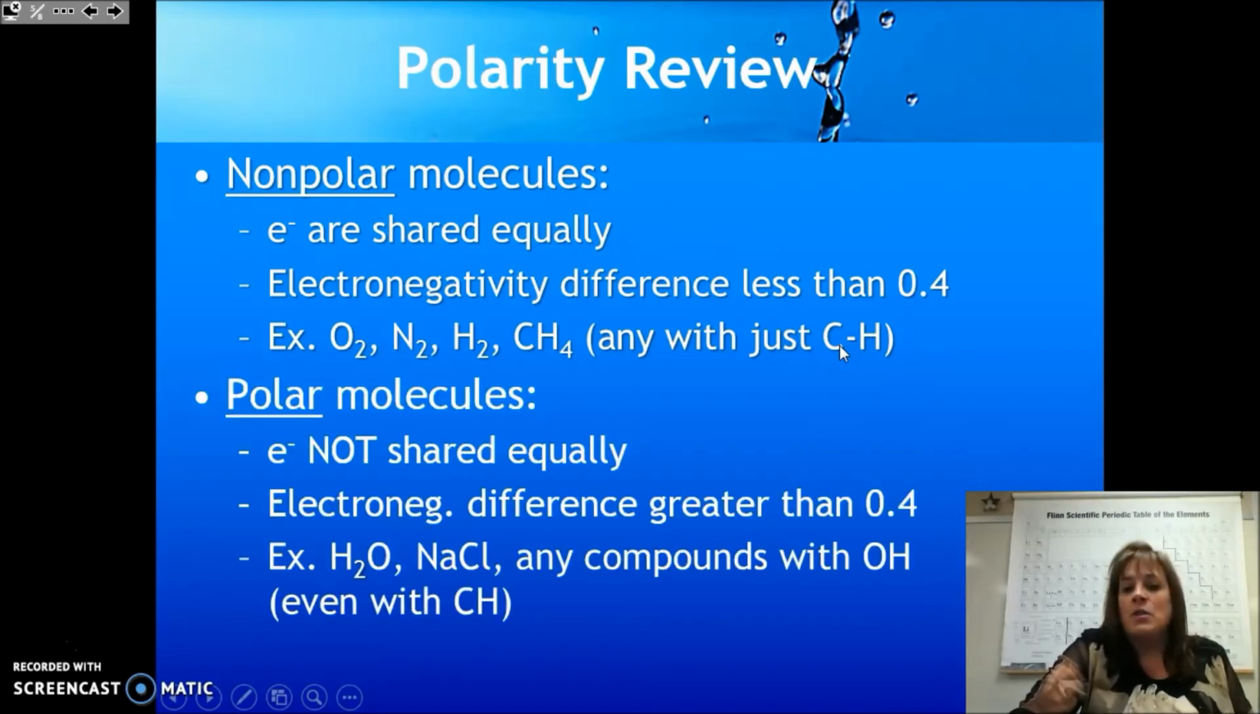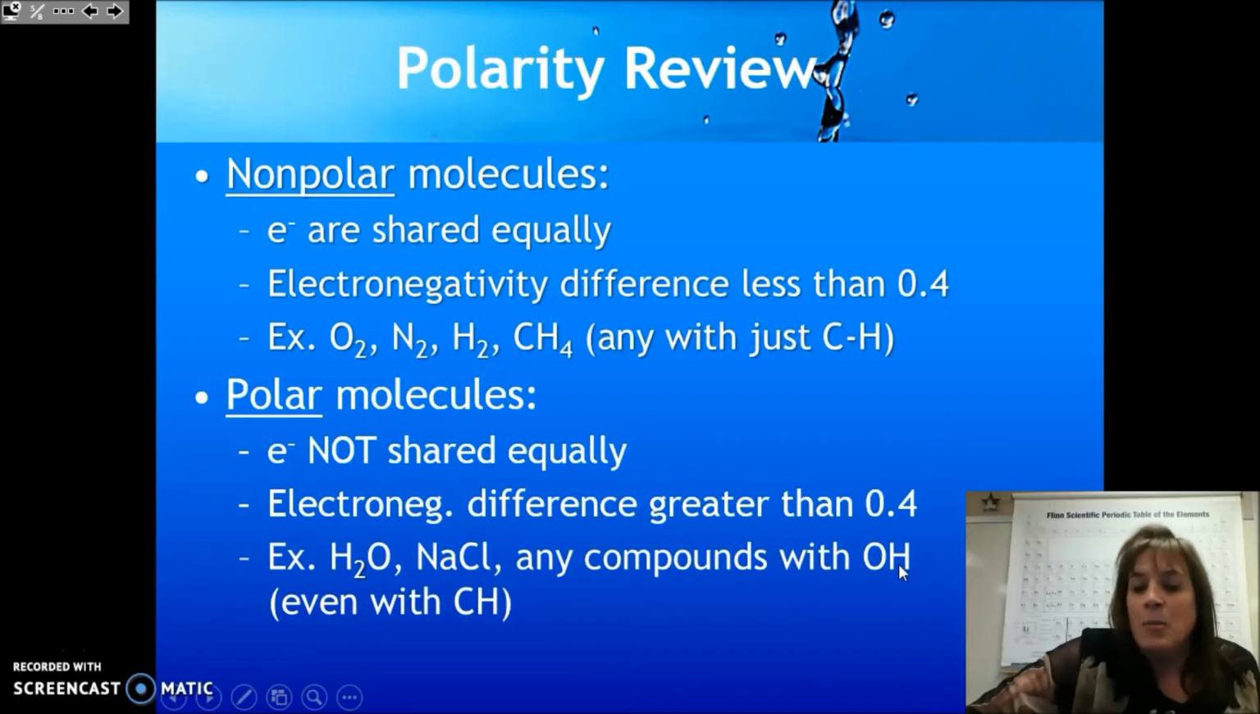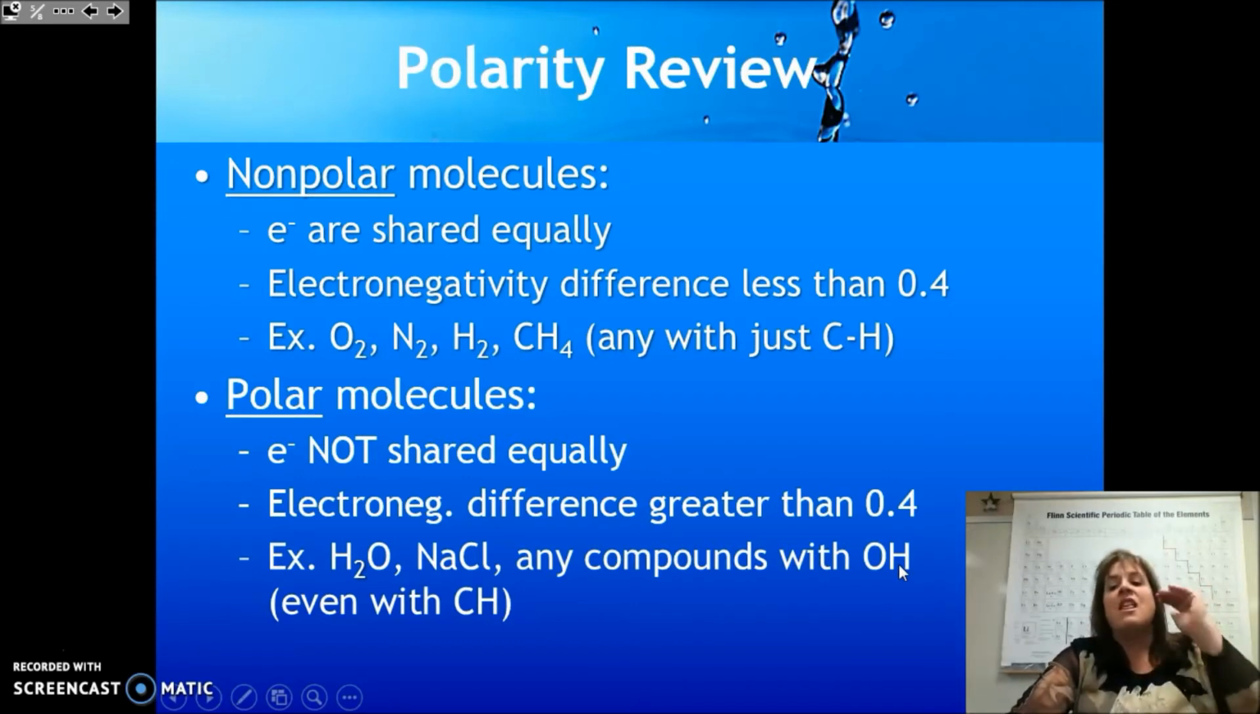Now, a polar molecule, the electrons aren't shared equally between the atoms. And so what happens when you take that electronegativity difference, you're going to get a number greater than 0.4. Some good examples are water. Water is very polar. Any ionic compounds will have a very large electronegativity difference, usually above 1.7. Right? And remember, ionic compounds are metals bound to nonmetals. Another good example is any molecule that has an oxygen and a hydrogen bond in it, even if it has the carbon and hydrogen. So if you see oxygen, think polar.